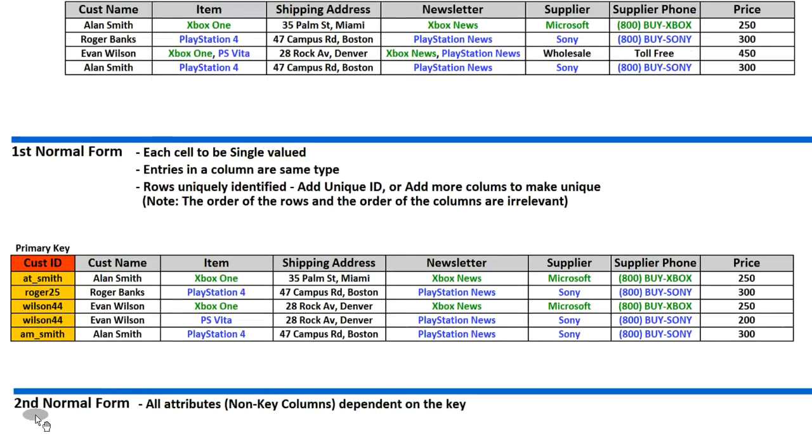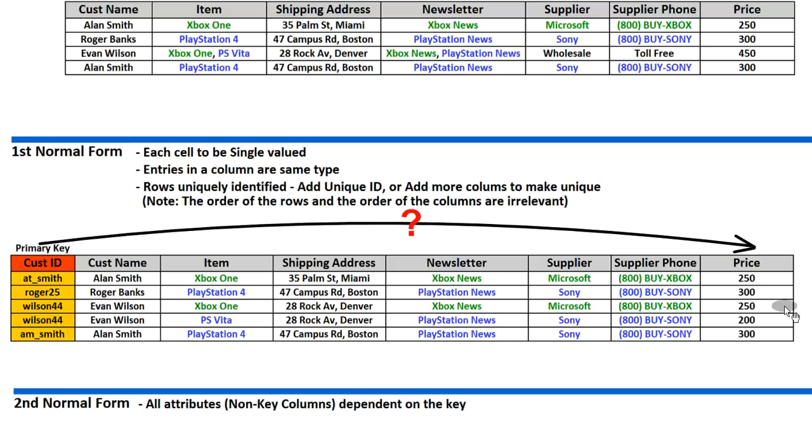Okay, second normal form. All attributes, meaning non-key columns, meaning these white ones, must be dependent on the key, which is this red one. So which one of these don't depend on the key?